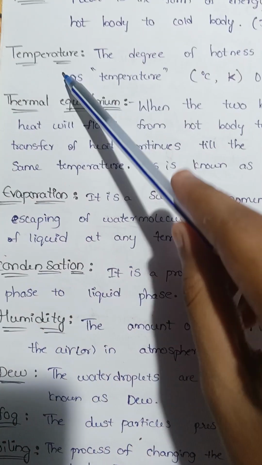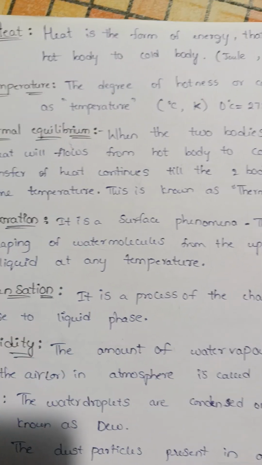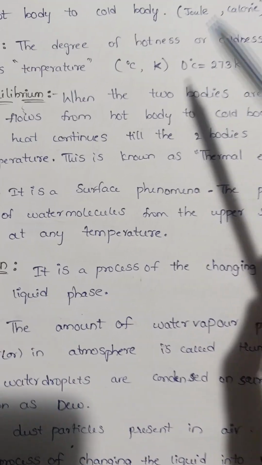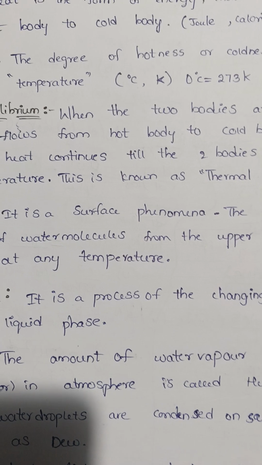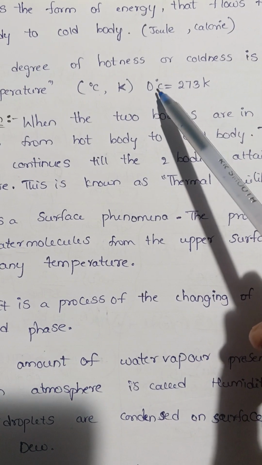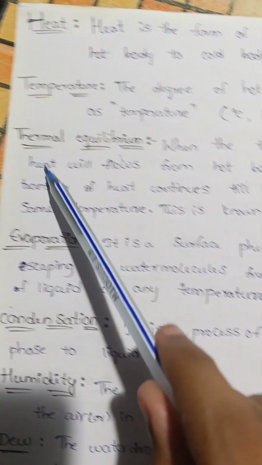Next, go to temperature. We already know temperature is the degree of hotness or coldness. We call it temperature. Temperature is measured in degrees Celsius as well as in Kelvin. 0 degrees Celsius is equal to 273 Kelvin.